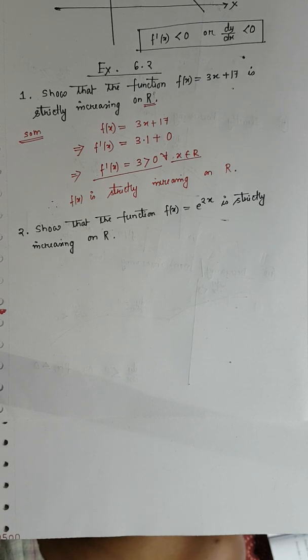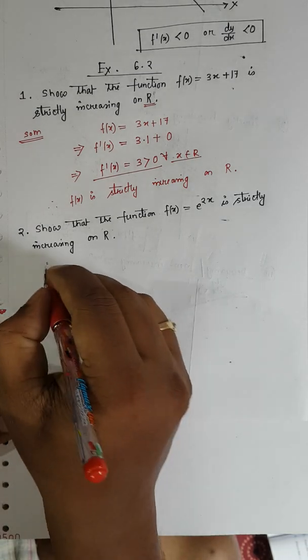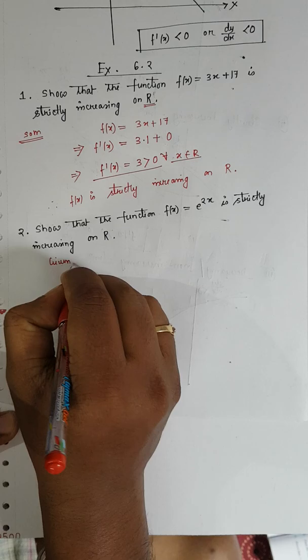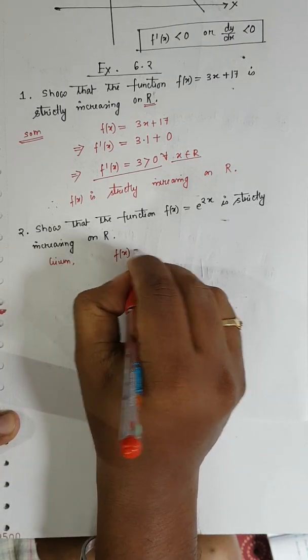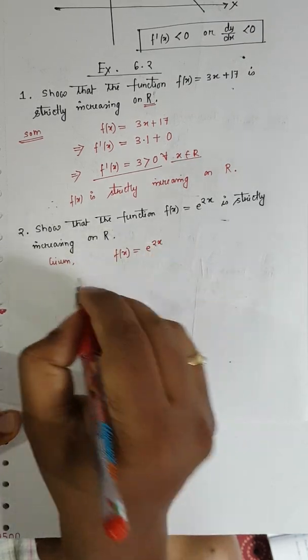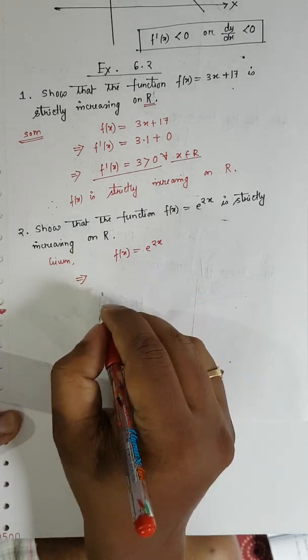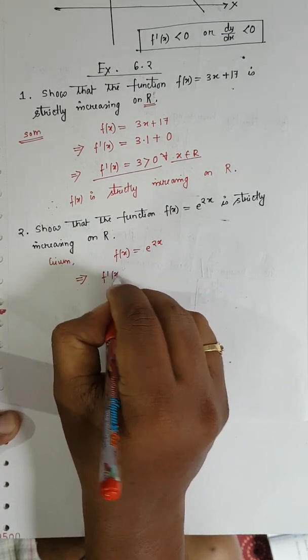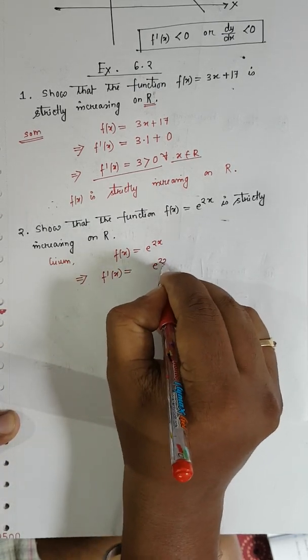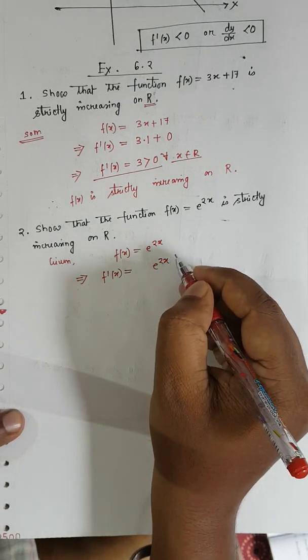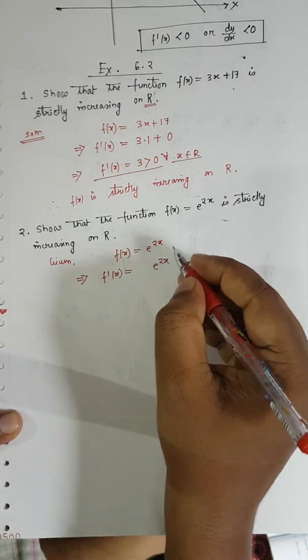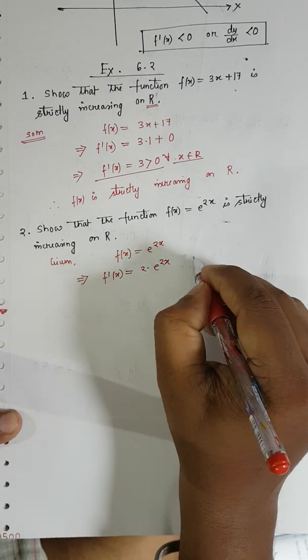Now question number 2, show that the function f of x is equal to e to the power 2x is strictly increasing on R. You are given that f of x is equal to e to the power 2x. If I differentiate e to the power 2x, I will get f dash x is equal to e to the power 2x. For e to the power x function, it is e to the power x, and for 2 into x, it is 2 into 1.